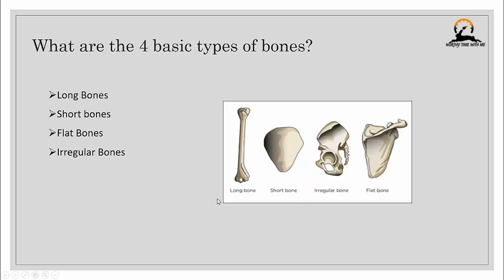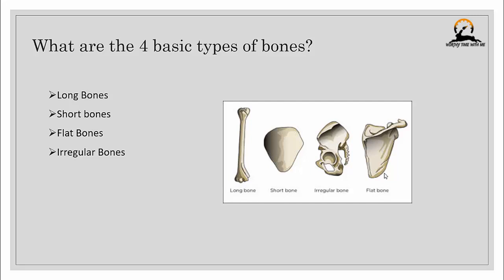What are the 4 basic types of bones? The 4 types of bones we are going to discuss today are long bones, short bones, flat bones, and irregular bones. In this picture above, there is the long bone, short bone, irregular bone, and the flat bone. As you can see here, the human body is made up of many kinds of bones, and these are the 4 main types the human body's bones are distributed into.